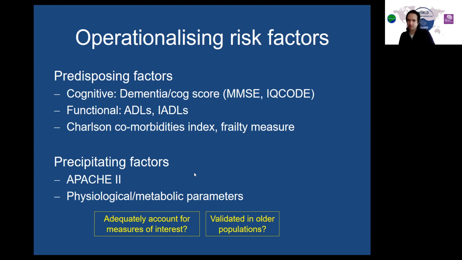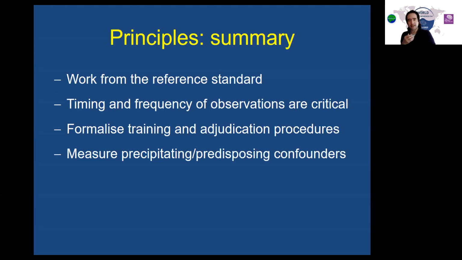And again, how able one is to do this will be a function of your research question and your resources. So I want to just summarize that by saying, really important to work from the reference standard. The timing and frequency of observations is critical. All of this needs formal training and adjudication procedures, so that it's all about getting the operationalization of the reference standard as tight as possible, and then of course measure precipitating and predisposing factors as best you can.